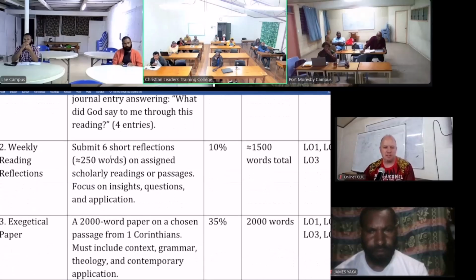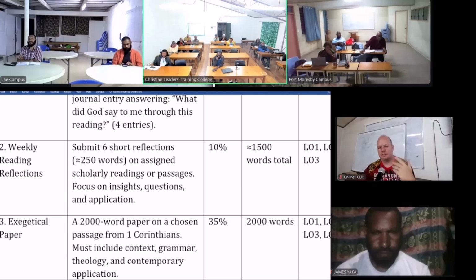Reading reflections: 6 reflections on assigned scholarly passages. So I will give you articles to read, and you will write 250 words to reflect on it. What did the article say to you? What questions do you have? How can you apply it? Thinking through that. So we'll do that 6 times.